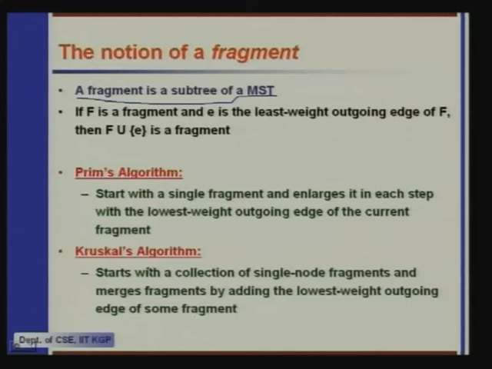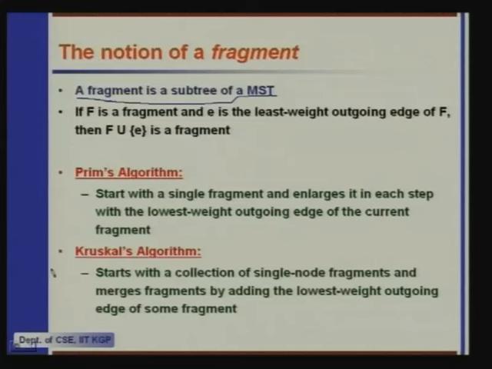So, remember how Kruskal's algorithm works. It starts with the minimum cost edge, which basically joins two fragments at level 0, right, and then picks up the next minimum cost weight edge and then sees whether it joins two fragments. If so, it puts it in. So, in each step it checks whether the next edge in order of increasing weight is an outgoing edge from some fragment or whether it is an internal edge. If it is an internal edge, it is discarded, otherwise it is used to join two fragments. That is how Kruskal's algorithm works.